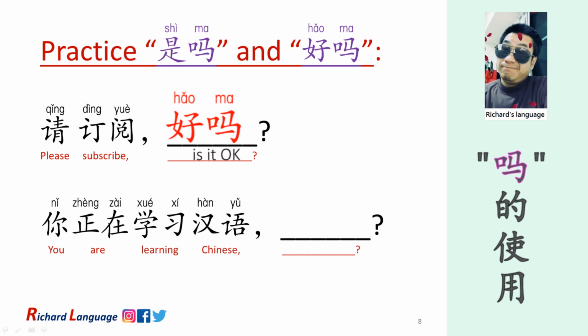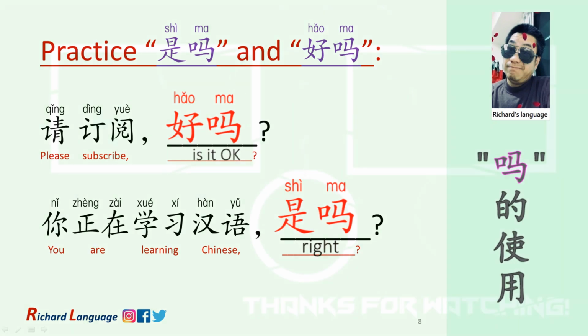Okay, the next one. 你正在学习汉语。I'll give you 5 seconds and please you tell me the answer. Very good. The answer is 是吗？你正在学习汉语，是吗？ Because it's like we're making sure of something.